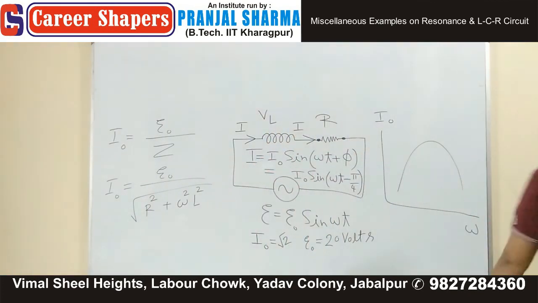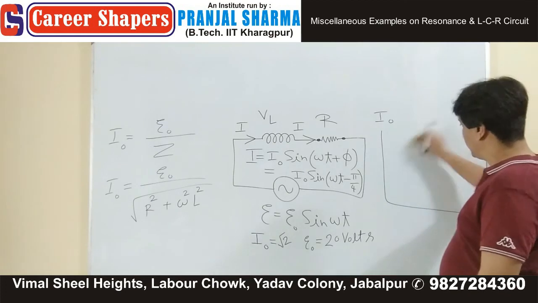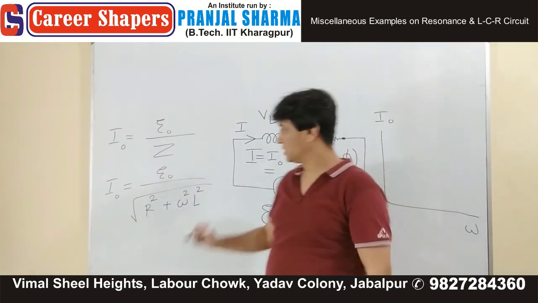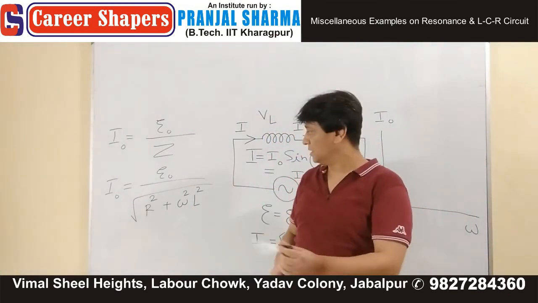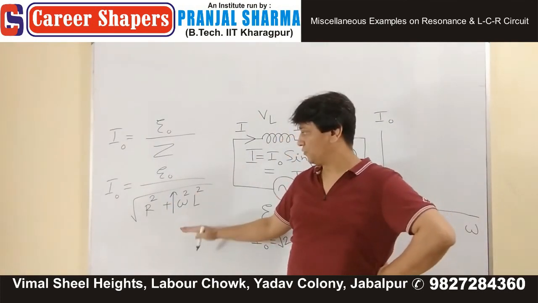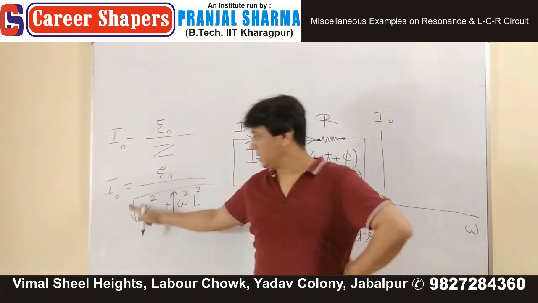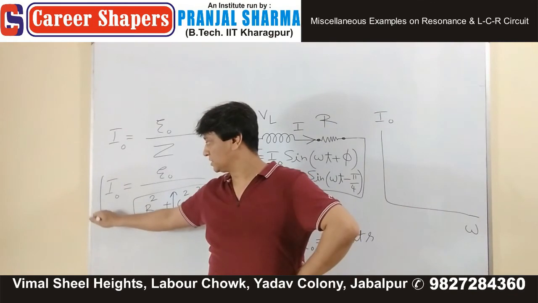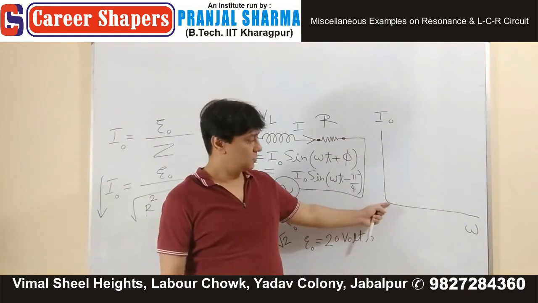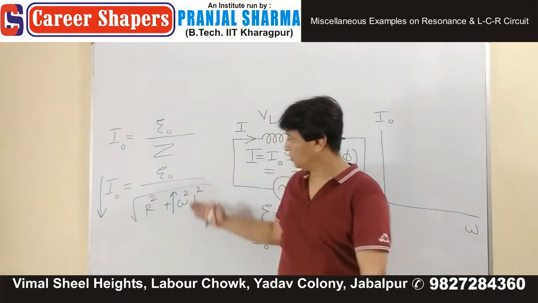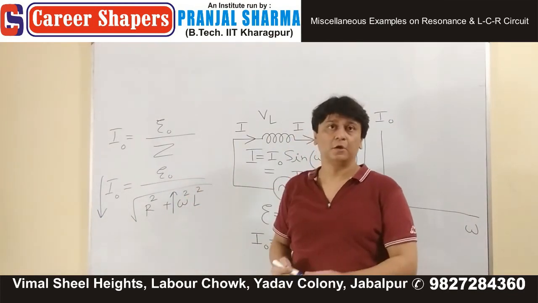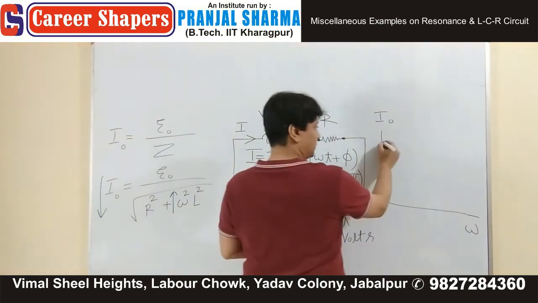But this graph was present when you had C also in the circuit. Look at this. If I increase omega, there is only one term of omega. If you increase this omega, denominator is going to increase and this thing is going to decrease. Right over here, omega is 0. If omega is 0, this term is gone. You're getting what? E naught divided by R. So your graph is of this type.